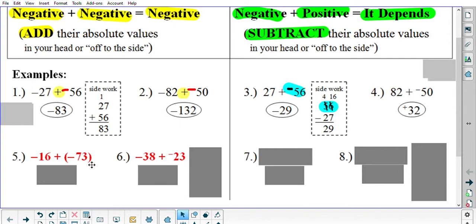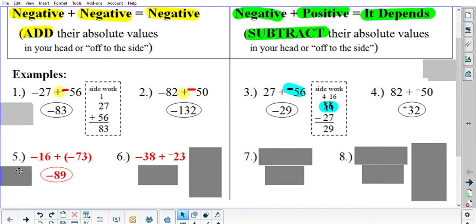And I bet you might be able to do that in number 5. 6 plus 3 is 9, right? And then 1 plus 7 would be 8. Should the final answer be negative or positive? Well, again, look back up at the top. What was this scenario? This was a negative plus a negative. So the answer should stay negative.